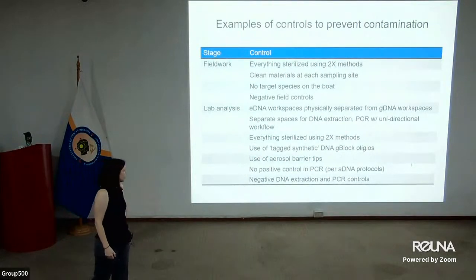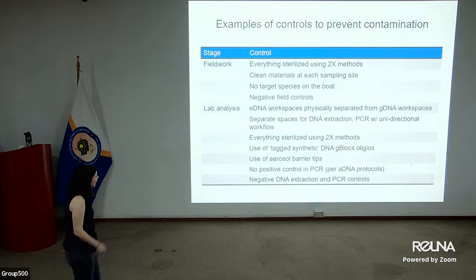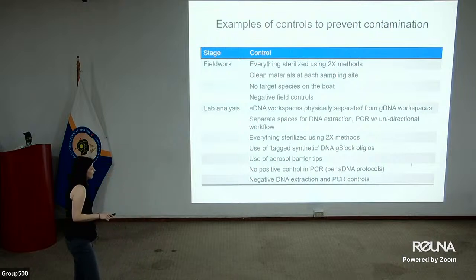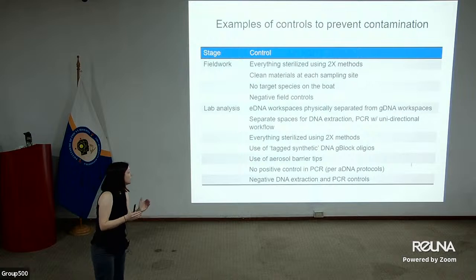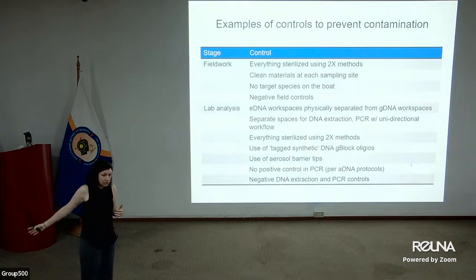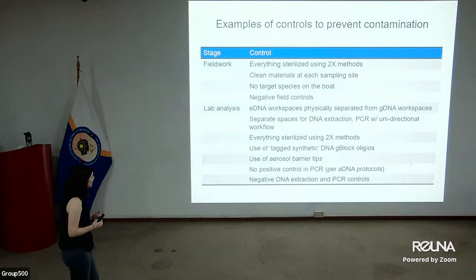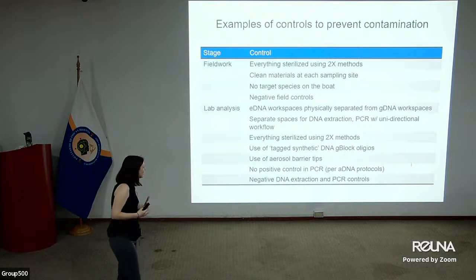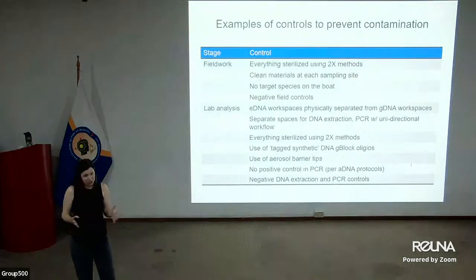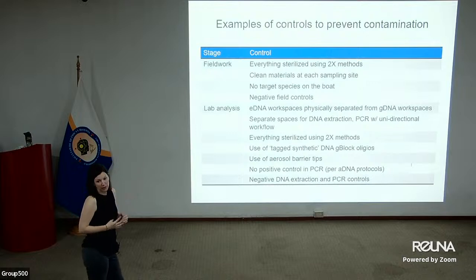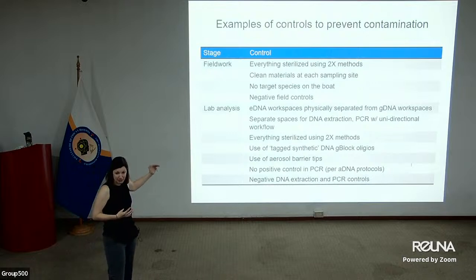For the lab analysis, and this is not complete, this is just to give you an idea, we have eDNA lab spaces that are physically separated from gDNA workspaces. We have separate spaces for DNA extraction and separate spaces for PCR. We have unidirectional workflow. Our field equipment is even in a completely different building. This means I use a lot of space, which some people don't like. We're building a new building, and I have 7 lab spaces in it. They're each small, and it's going to be very nice. I'm very excited, but this is what we need to have. If you don't have this, your data are not robust.